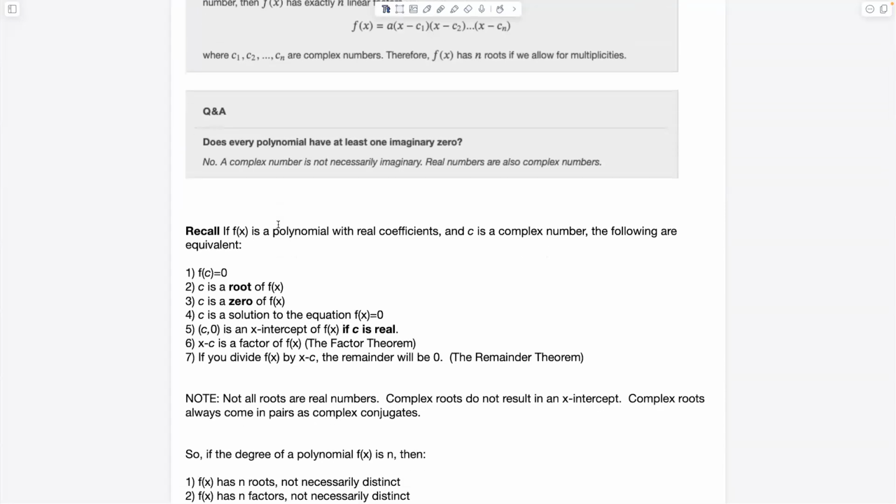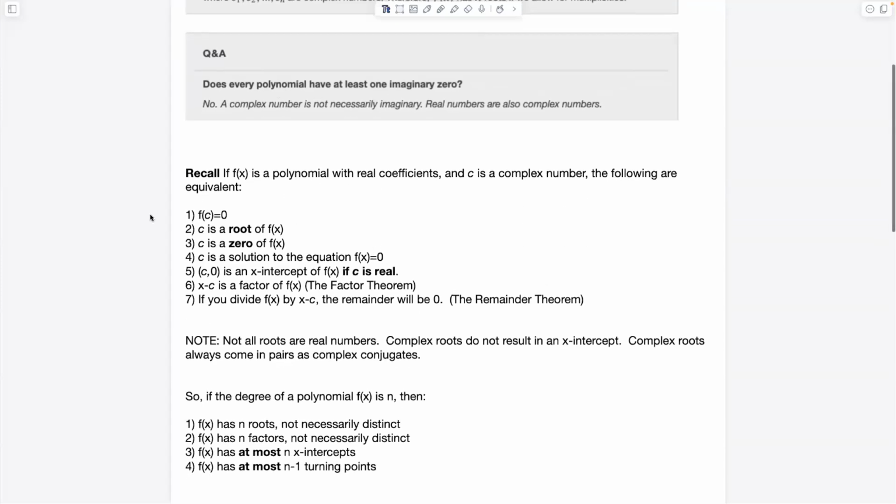Okay, so if we put this all together, the factor theorem, the remainder theorem, the fundamental theorem of algebra, we get this. So you've got yourself a polynomial with real coefficients. Then for some number c, a complex number, these 7 things all say exactly the same thing. These are equivalent. F of c is 0. C makes the function 0.